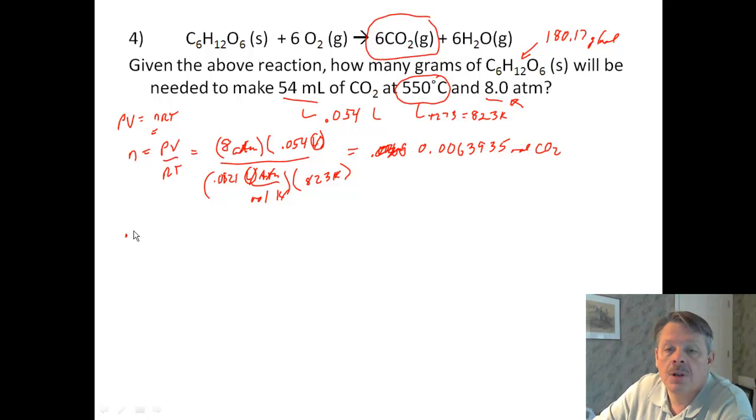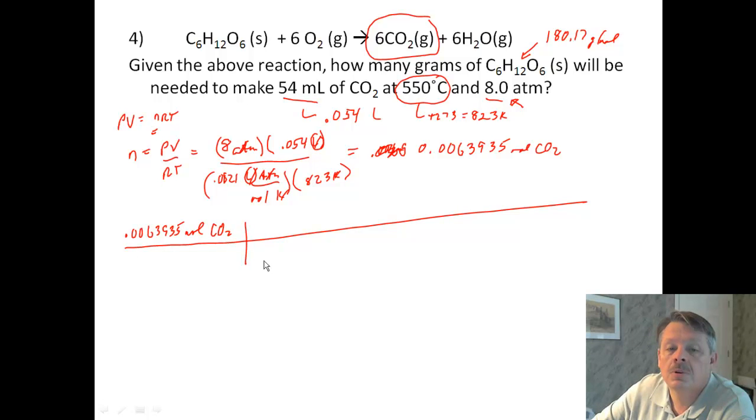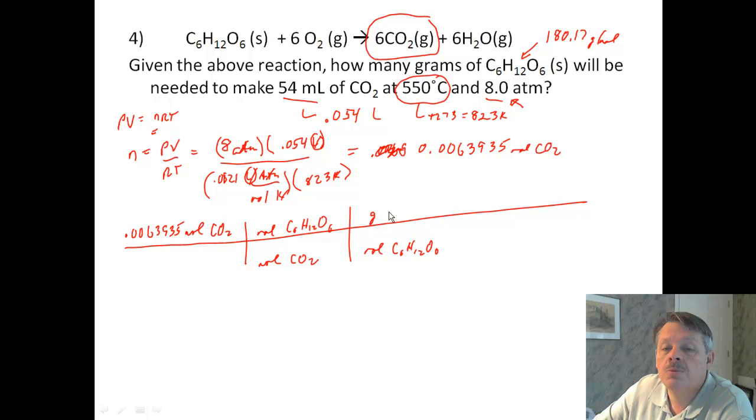Which is very important as we try and figure out the rest of this problem. Because we're starting out with 0.00633935 moles of CO2. Now we have to convert from moles of CO2 to moles of sugar, C6H12O6. But then we have to convert from moles of sugar to grams of sugar, because that's what the question asked for.